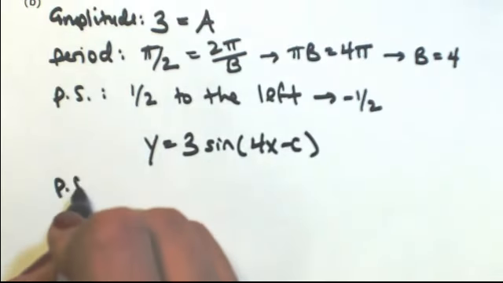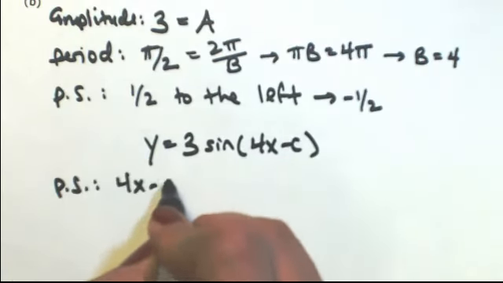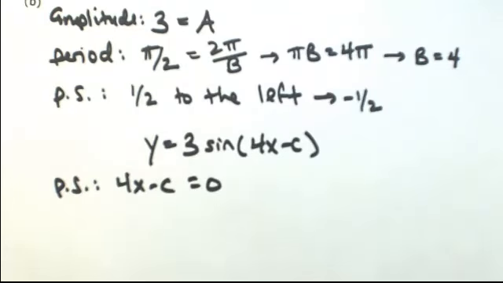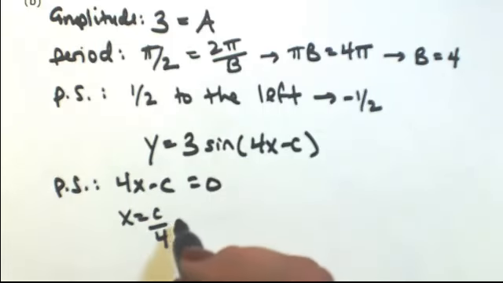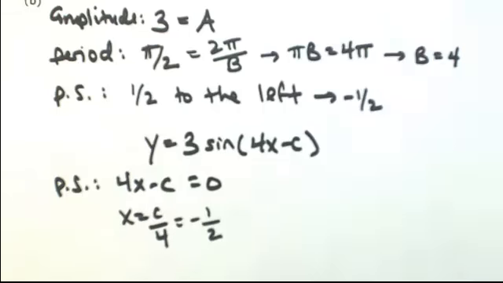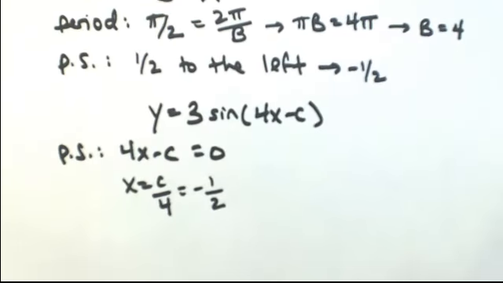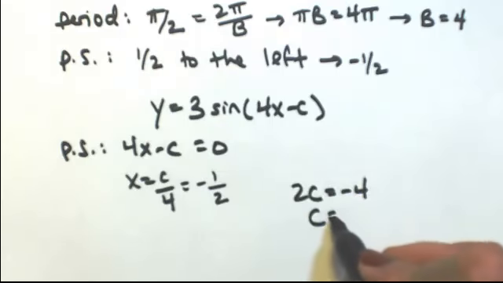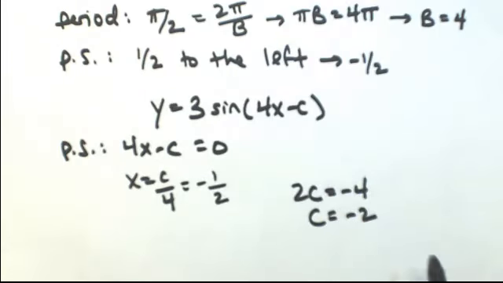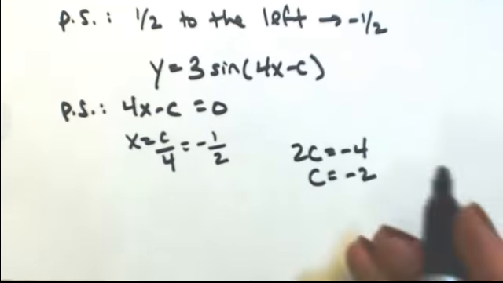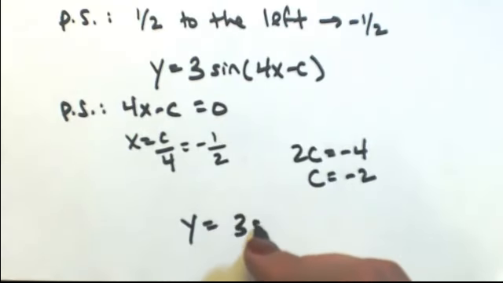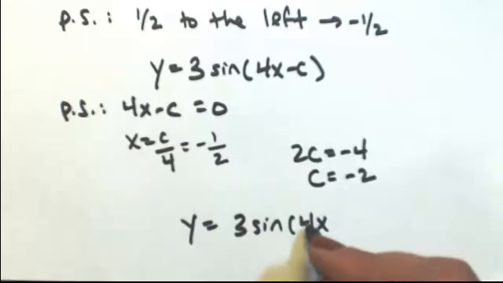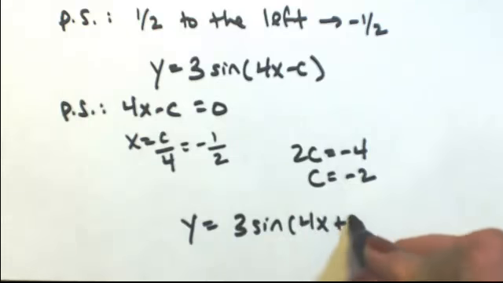For phase shift, we're going to have 4x minus c set to 0. So the phase shift is c over 4. And the phase shift was given as negative 1/2. Okay, so solving for c, we have 2c equals negative 4. So that means that c is negative 2. So plugging our c back into the equation, y would equal 3 sine of 4x minus negative, so plus 2.